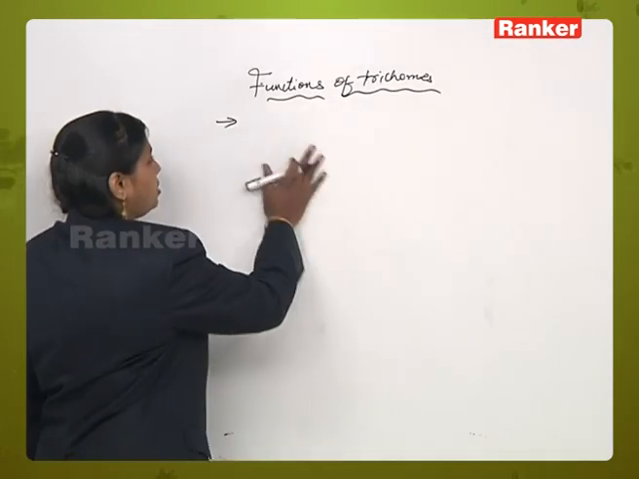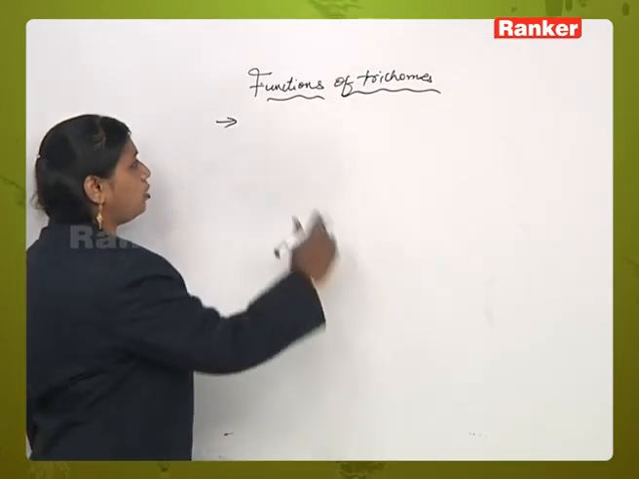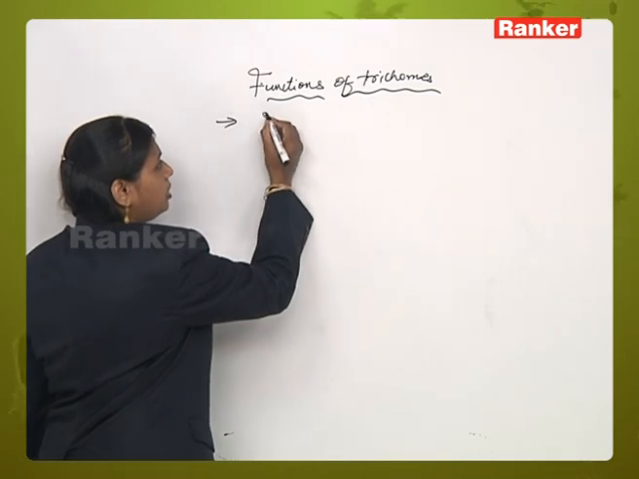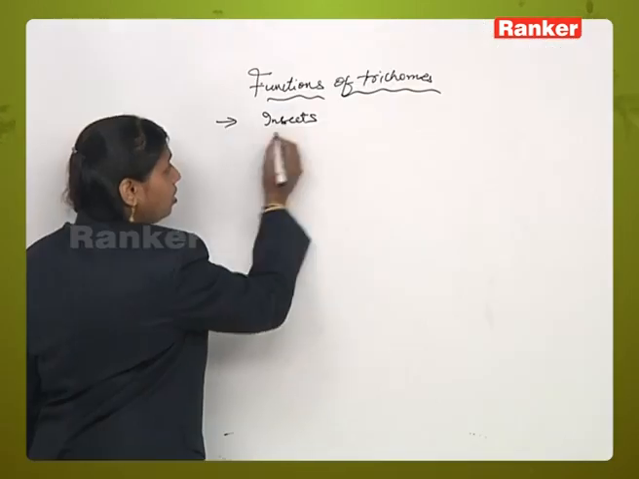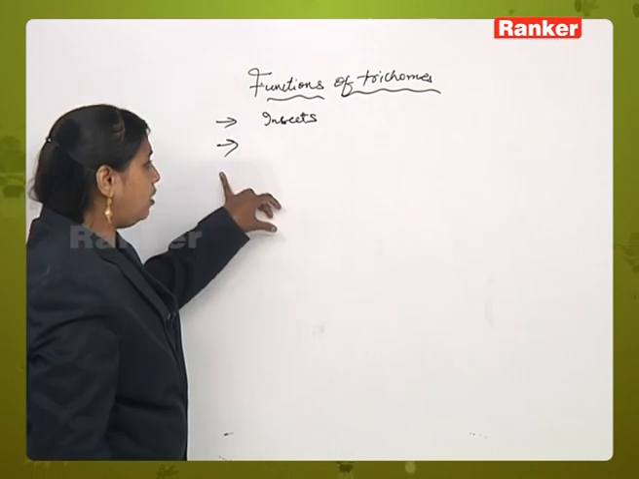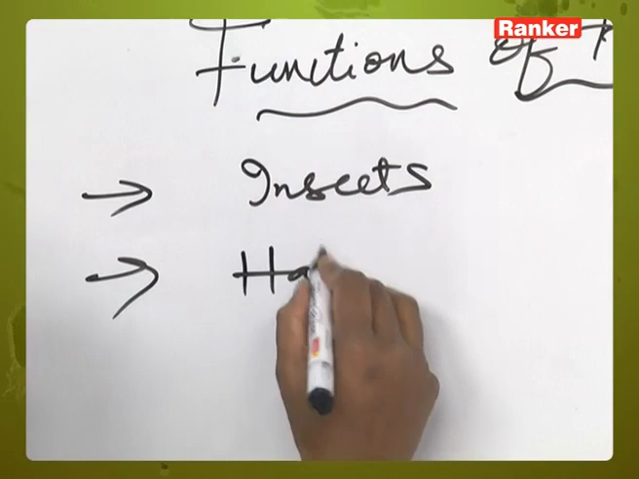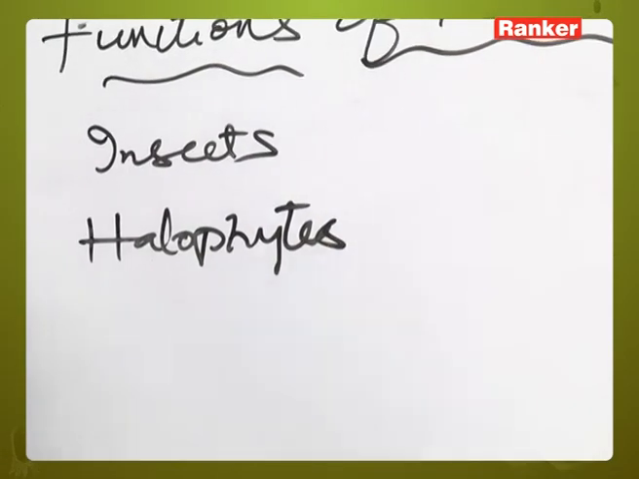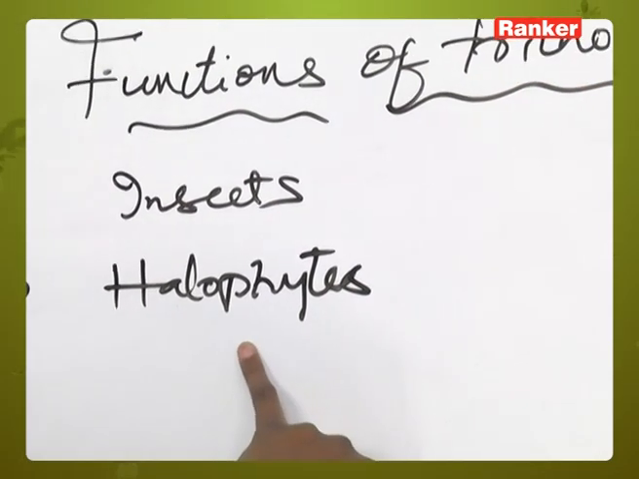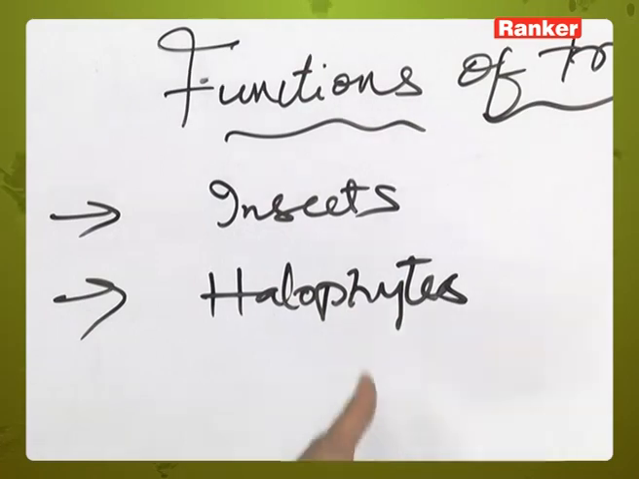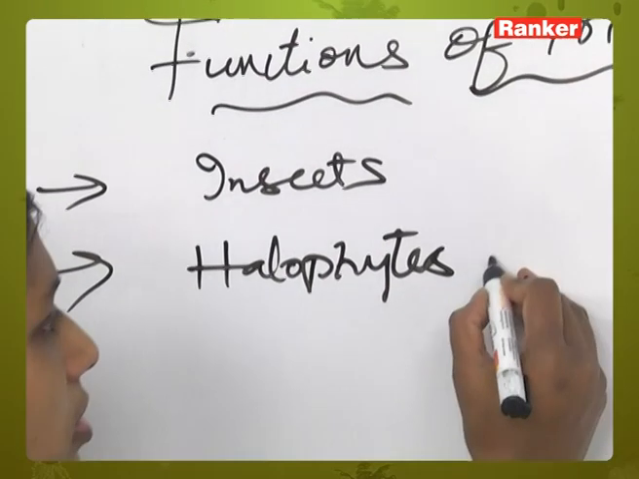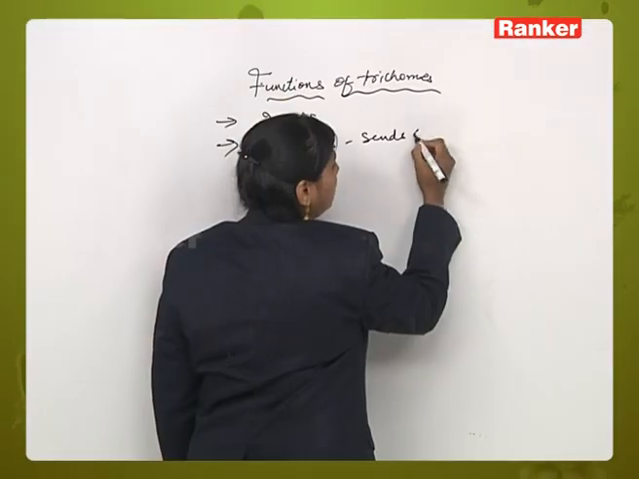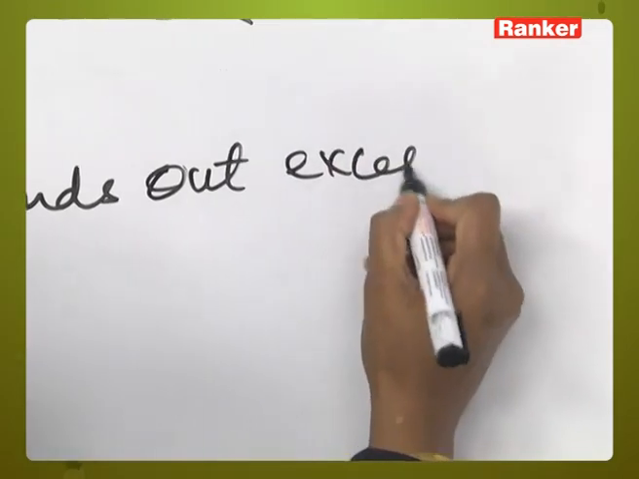First and foremost function of trichome is that it protects the epidermis from insects. And again, in halophytes, it is useful for sending out the excess of salt from the halophyte plant.